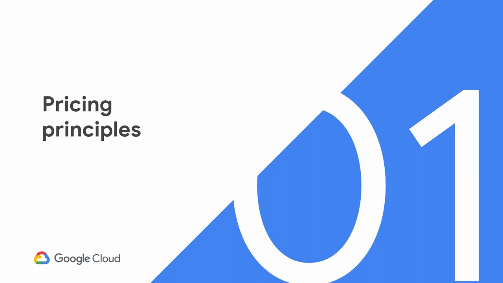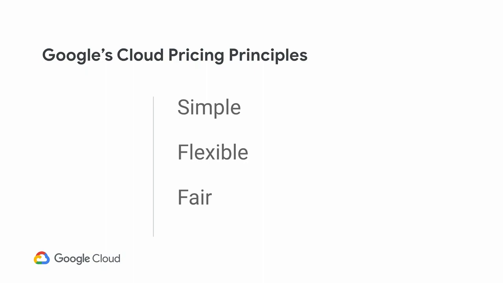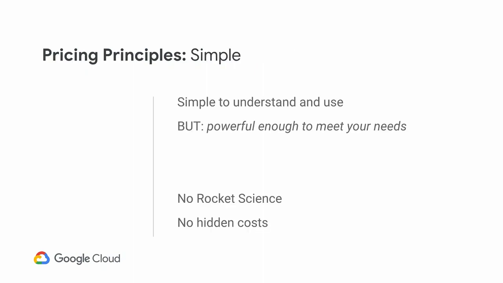So let's get started. We'll talk about pricing principles first. When we at Google Cloud think about pricing products, we try to keep 3 principles in mind: simple, flexible, and fair. Now, these principles can mean a lot of different things to different people, so let me talk through each one of these and describe what it means to us.